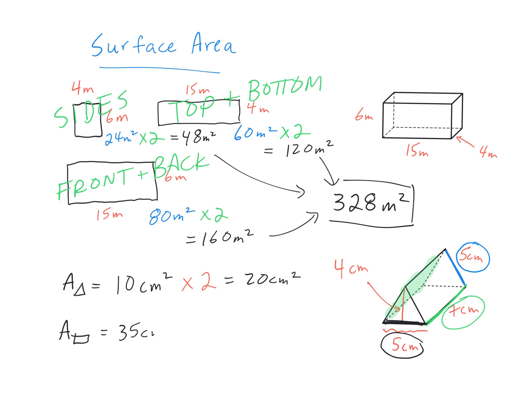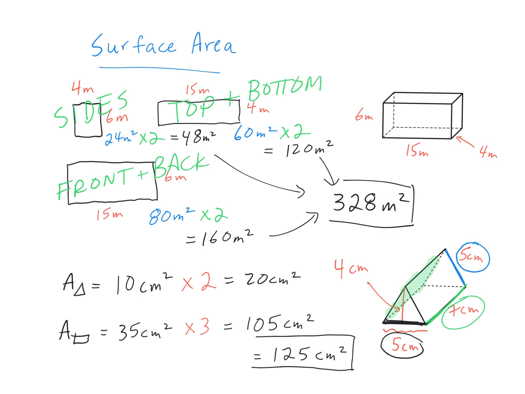Okay, so we have three rectangles, and they're all 7 times 5, or 35 centimeters squared. And there are 3 of them. So this gives us 105 centimeters squared. The only thing left to do, just like we did with the rectangular prism, is add them up. So in this case, this plus this. So the surface area, if we were to completely cover this thing with wrapping paper and wanted to know how much we would need, 20 plus 105, gives us a surface area of 125 centimeters squared. Boom. That's it.